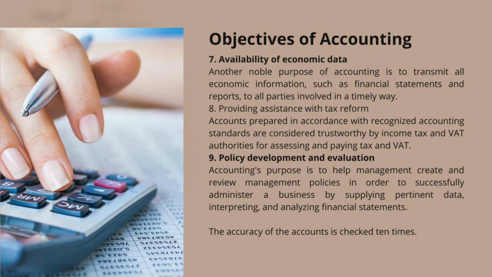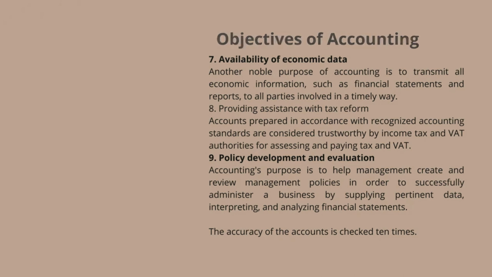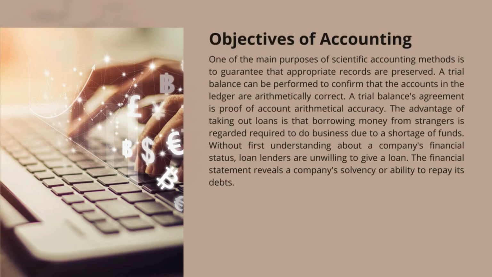Accounting's purpose is to help management create and review management policies in order to successfully administer a business by supplying pertinent data, interpreting, and analyzing financial statements. The accuracy of the accounts is checked. One of the main purposes of scientific accounting methods is to guarantee that appropriate records are preserved. A trial balance can be performed to confirm that the accounts in the ledger are arithmetically correct. A trial balance's agreement is proof of account arithmetical accuracy.